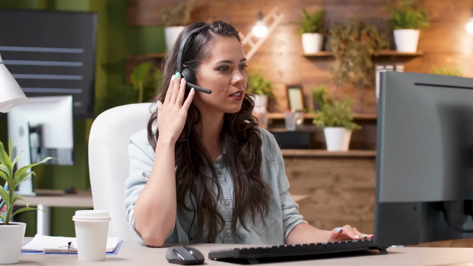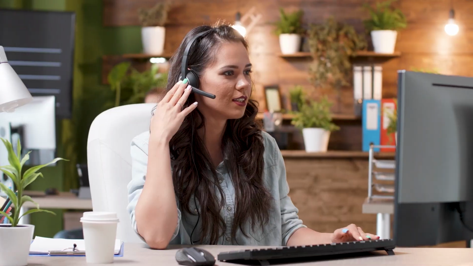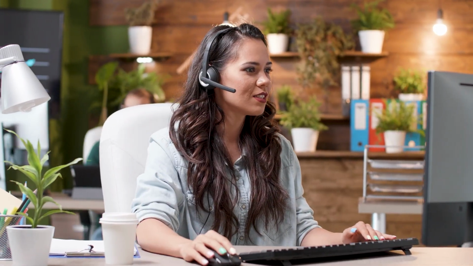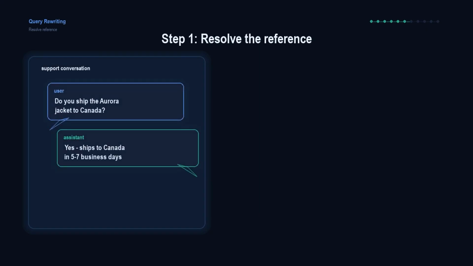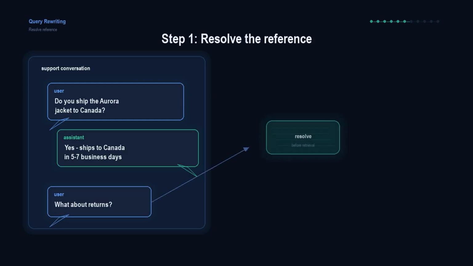Let's walk through this with one running example. Imagine a customer support assistant for an online retailer. The conversation so far looks like this. Now here, step one is to resolve the reference before anything gets searched. The system looks at "what about returns?" and realizes this sentence is incomplete on its own. It depends on the previous turn.